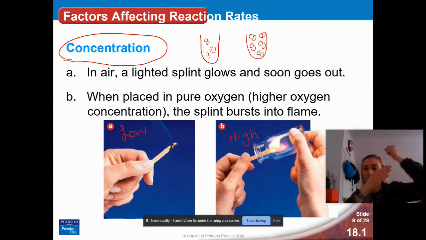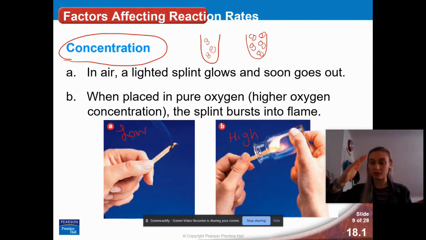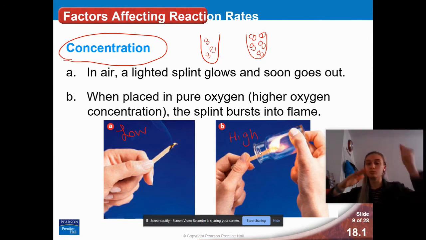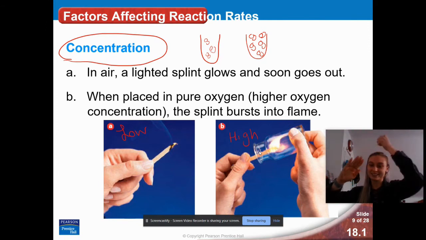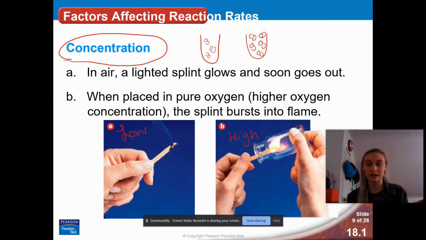And so, it's going to hit the splint every so often. And so it's going to be dull and eventually go out. But if you have your splint and you have a ton of oxygen there, more collisions are going to occur like this. I hope these visuals make sense. More collisions are going to occur because you have more oxygen molecules. And so that's how concentration will affect your reaction rate.